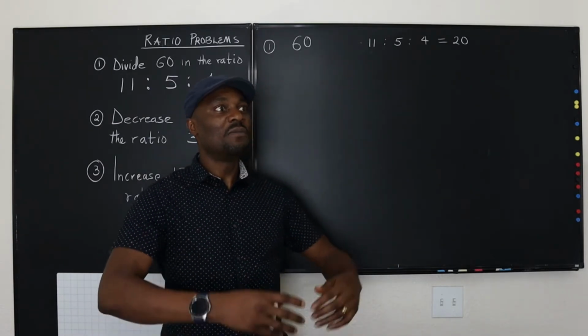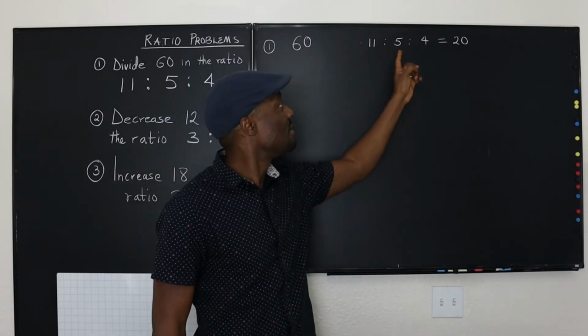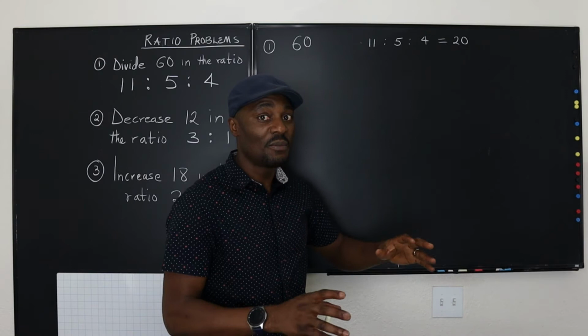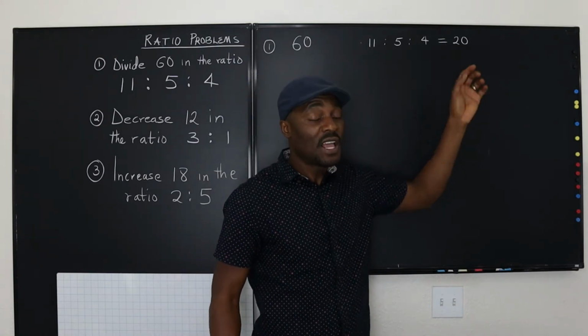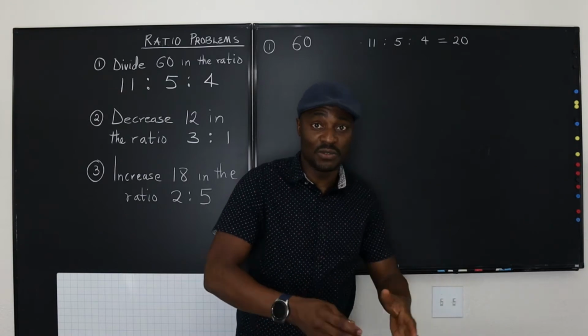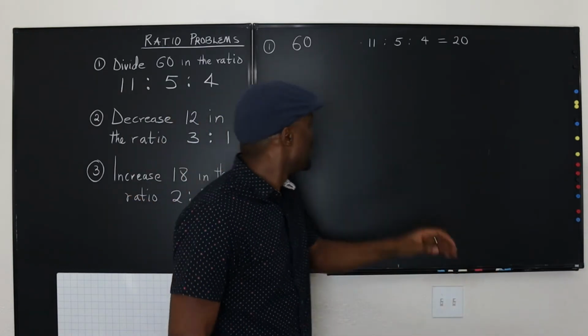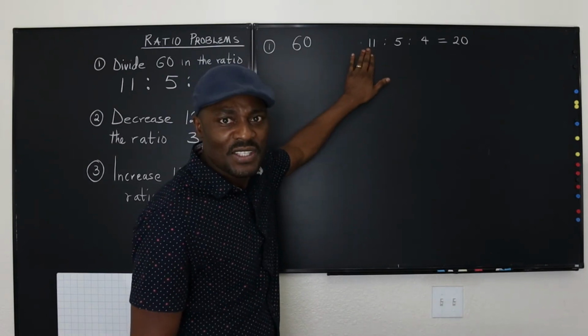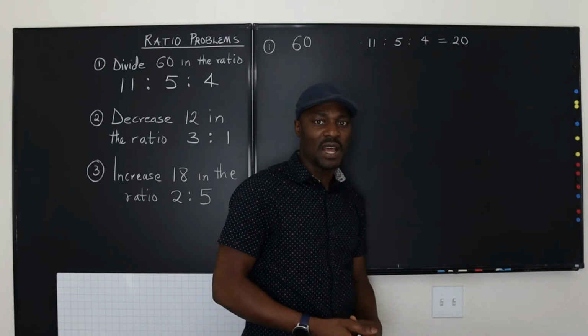How many bags of oranges will I get? I'm going to have 20 bags, just 11, 5, 4, add the numbers together. It tells you the number of bags of oranges you need to distribute among these people. So what you just end up doing is, you give 11 of those bags to this guy, you give 5 of them to this guy, and then you give 4 of them to this guy.